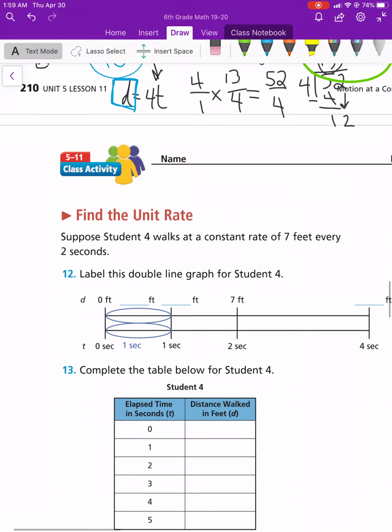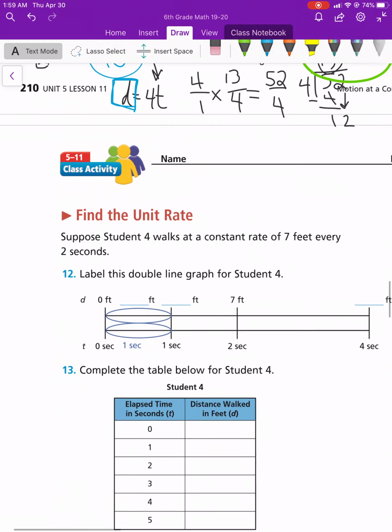So now it's asking me, well, okay, that's good for 1 second and half a second, 2 seconds, but what about 4 seconds? What about down here where it says 4 seconds? Now we need to know, how far has student 4 walked after 4 seconds? So we're going to need to count 1, 2, 3, 4. Luckily for us, this has us counting by 2s. 2 seconds is 7 feet. 4 seconds is, and I just double that, which is 14, right?